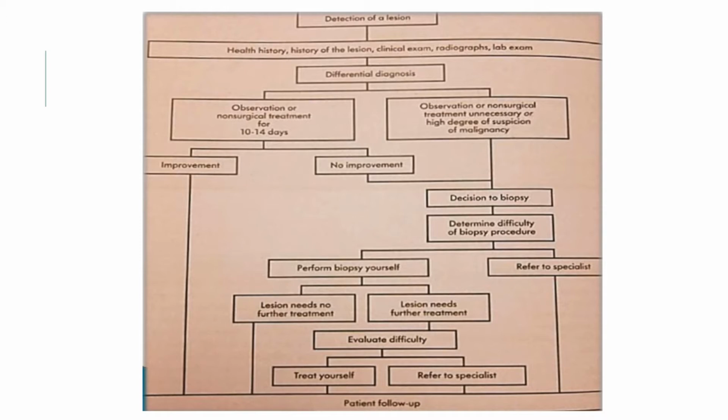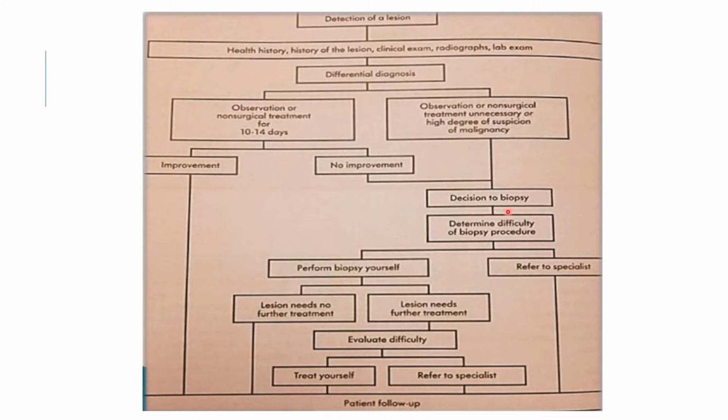Now after the differential diagnosis, the other thing is that the lesion is so obvious that you are suspecting malignancy for that lesion. So you're making a decision for the biopsy. You can easily, clearly say that this case is of a malignancy, so you're making the decision that you need to do a biopsy. And in the other scenario, if you see there is no improvement, then it goes for the decision of biopsy.